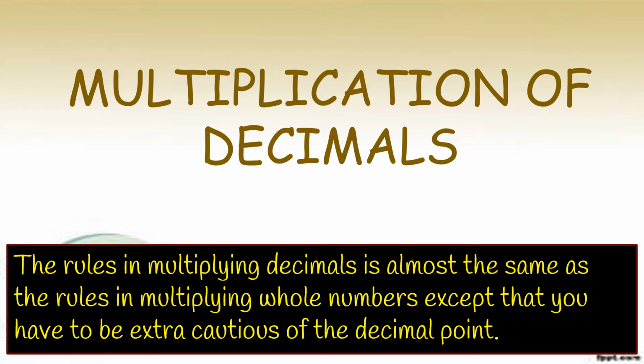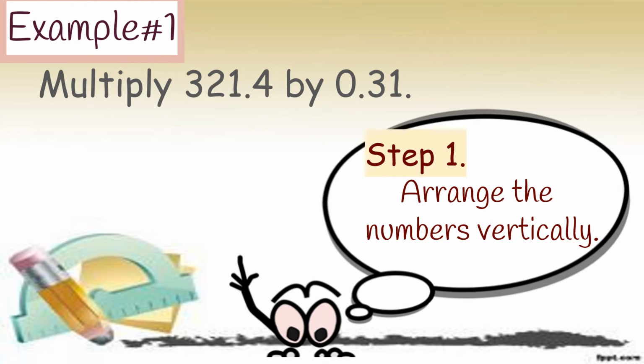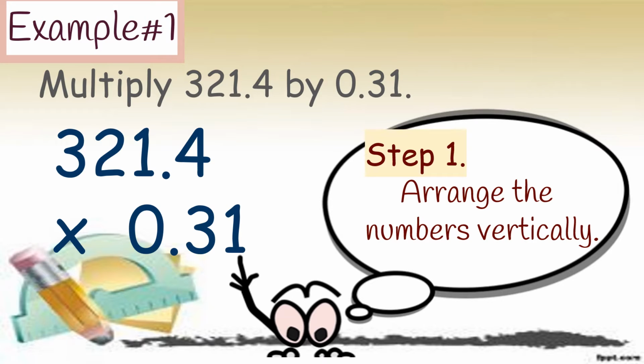For multiplication of decimals, the rules in multiplying decimals are almost the same as the rules in multiplying whole numbers, except that you have to be extra cautious of the decimal point. Example number 1. To multiply 321.4 by 0.31, step 1 is to arrange the numbers vertically. So we have here 321.4 times 0.31.